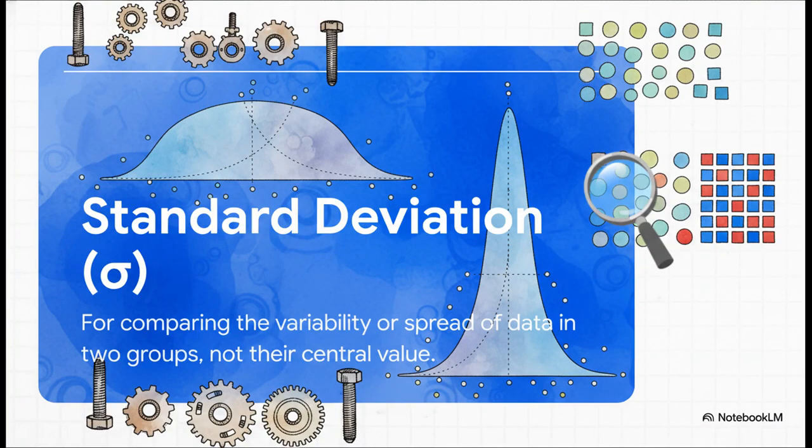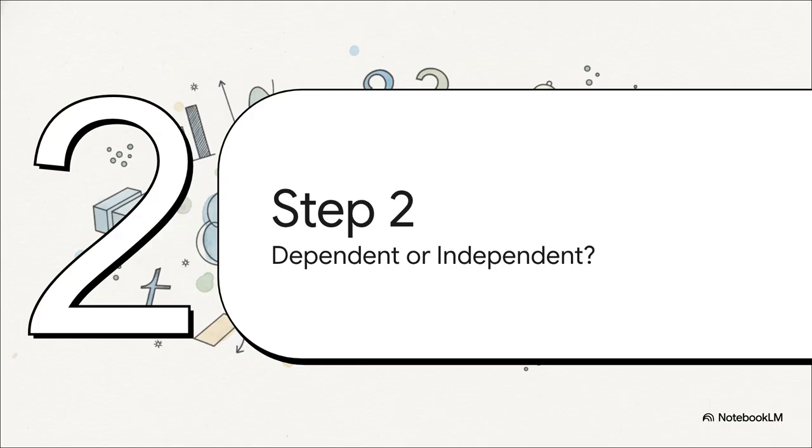And our third option is the standard deviation, or sigma. Now, this one's a little different. You use this when you don't really care about the average, you care about the consistency of the data, the spread. So, for example, does one manufacturing machine produce parts with way more consistent sizing than another one? That's a question about variability, and that means your parameter is the standard deviation. Okay, great. Once you've figured out your parameter, you are halfway there.